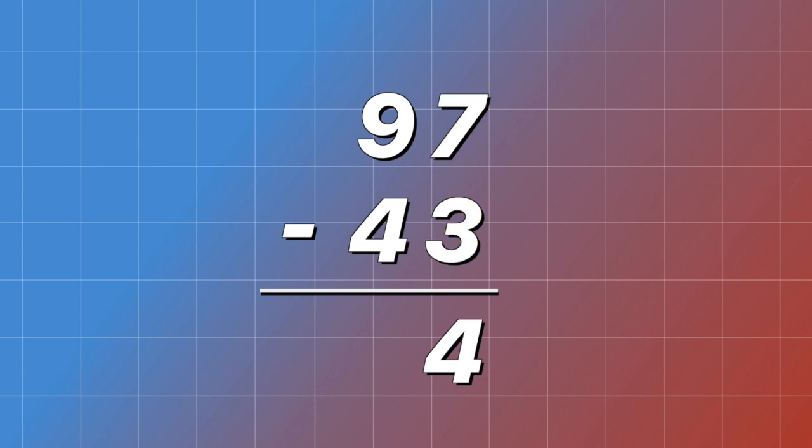Next, let's move to the subtraction of the tens digits. 9 minus 4 equals 5. We can note this result below the horizontal line, in the tens column. And there we have it, we have our first result. 97 minus 43 equals 54.